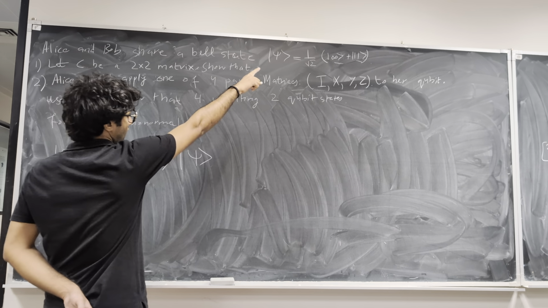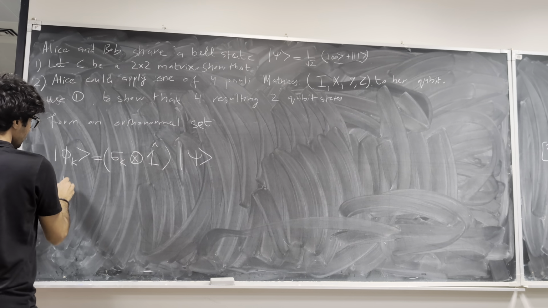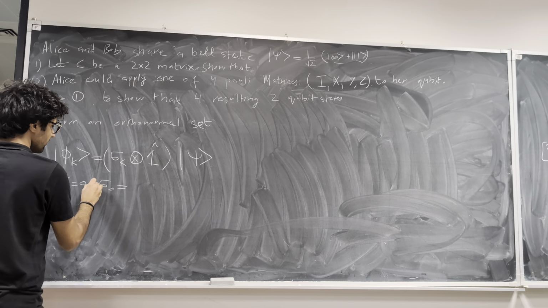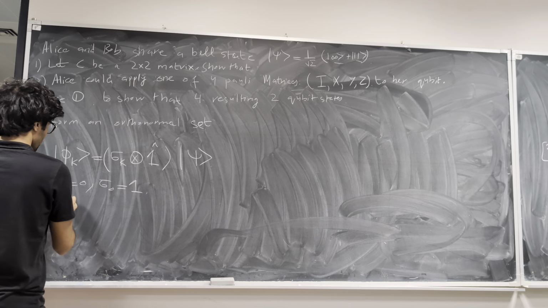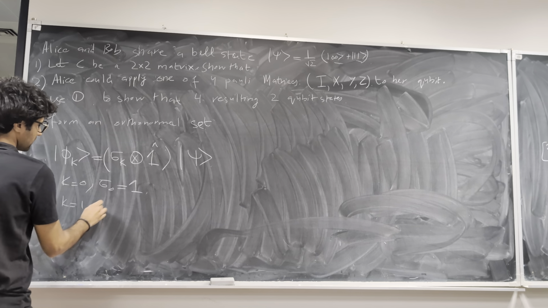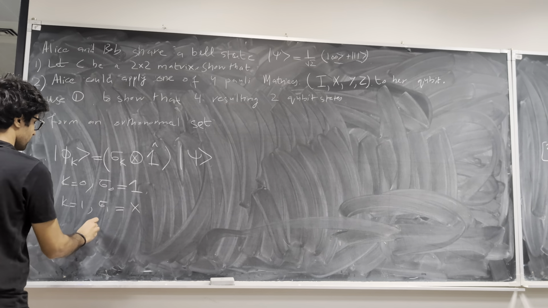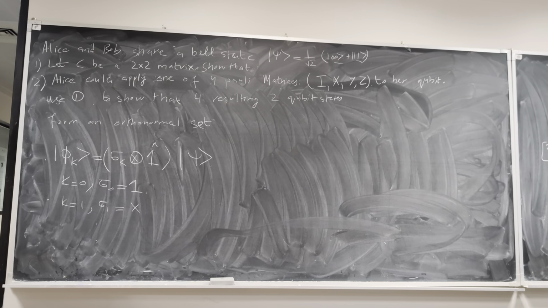psi, which is that, so k equals 0 means sigma 0, which is just identity. K equals 1 is x and so forth.